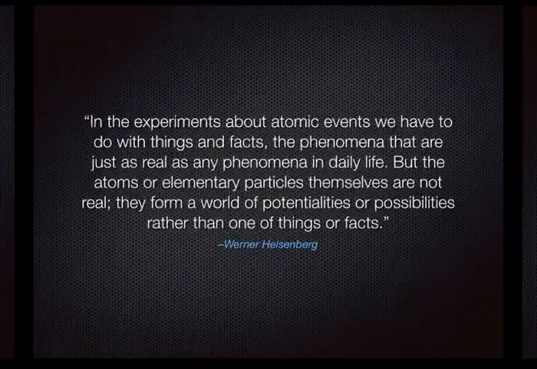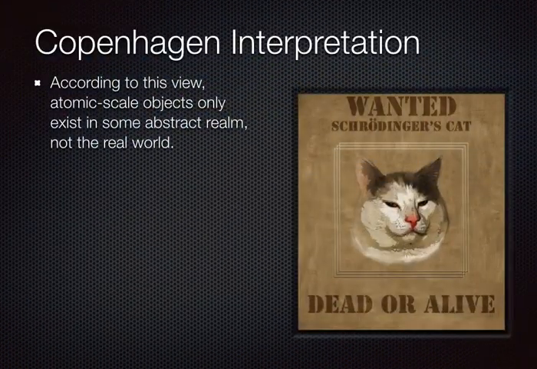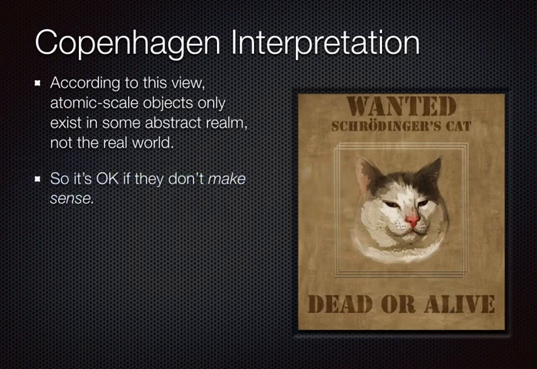This is what Heisenberg said. In the experiments about atomic events, we have to do with things and facts, the phenomena that are just as real as any phenomena in daily life. But the atoms or elementary particles themselves are not real. They form a world of potentialities or possibilities rather than one of things or facts. Remember, Heisenberg was just looking at the mathematical sense. He wasn't trying to be philosophical about it. So according to this view, atomic scale objects only exist in some abstract realm, not the real world. So since they only exist in an abstract realm, it's okay if they don't make sense, you know.